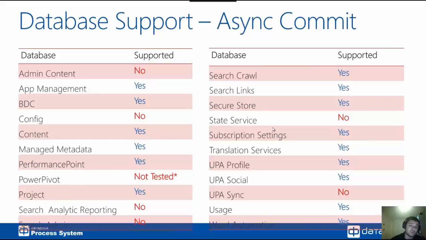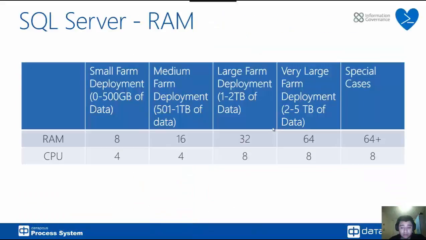The SQL admins should know that SQL Server is the heart of your SharePoint platform. And the heart should be powerful enough. For small farm deployments, like between 0 and 500 gigabytes of data, the RAM should be 8 gigabytes. For medium, 16. For large, 32. For very large, 64. And special cases, more than 64. These are the minimum requirements. So if you are sure that 8 gigabytes won't be enough, don't give them 8 gigabytes. Please try to give more. If your heart has a problem, SharePoint has a problem. Makes sense.